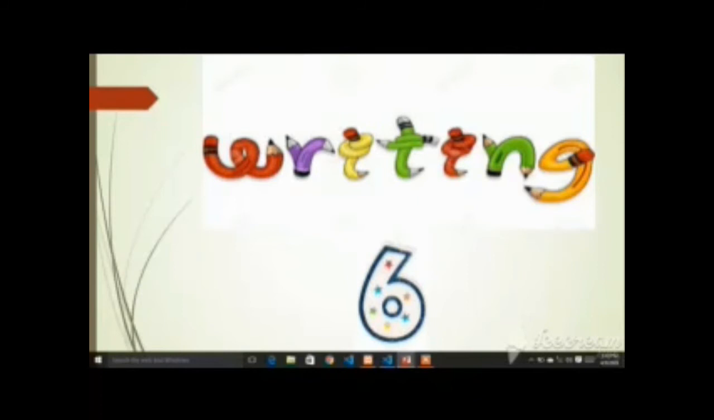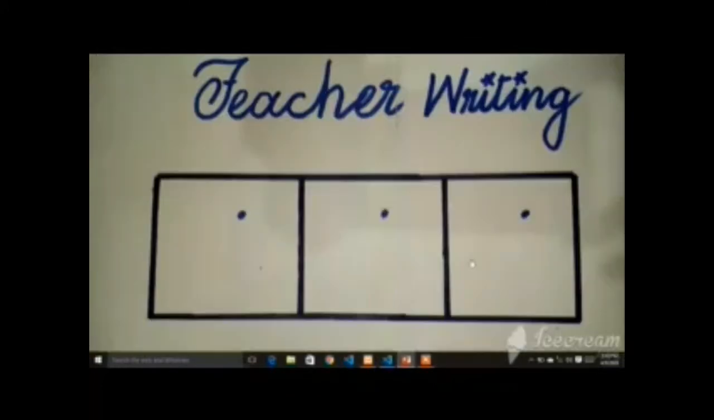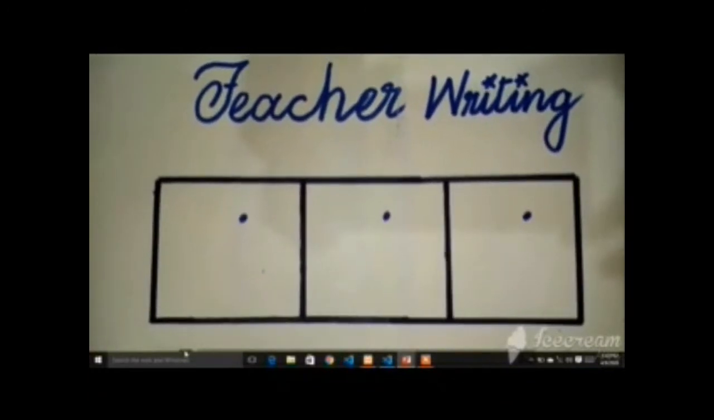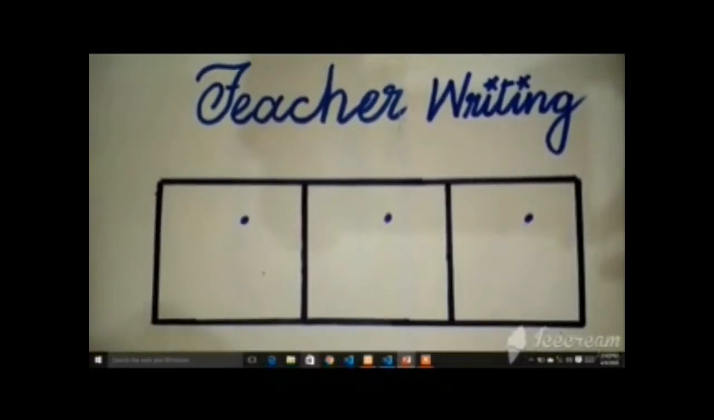Now we will write number 6. How do we write? First of all, I will tell you how to hold the pencil. Hold the pencil with 2 fingers and 1 thumb. Students, now we learn how to write number 6.